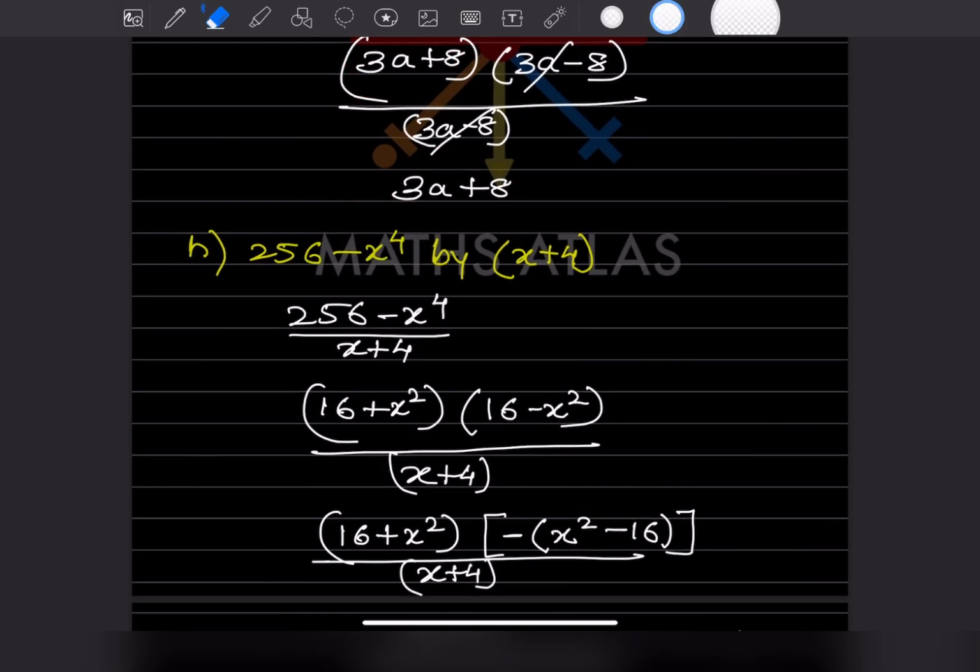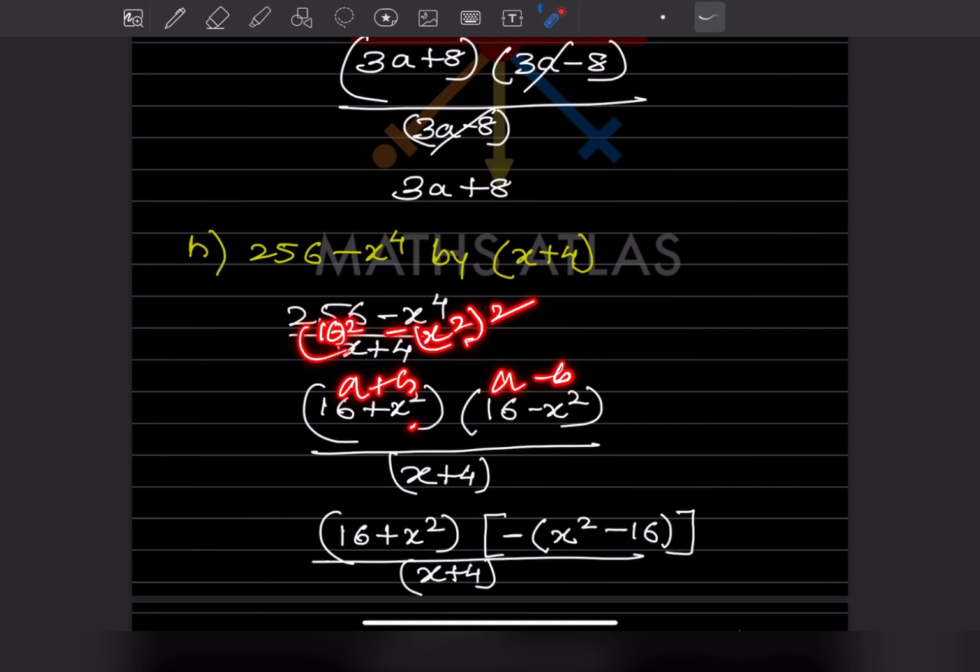Now again here, what we can see is this is in the form of a square minus b square. So 16 into 16, that is going to be 256. So this will be a plus b and a minus b, because here it is 16 square minus x square square. So here b is x square. So now this x plus 4 as it is.